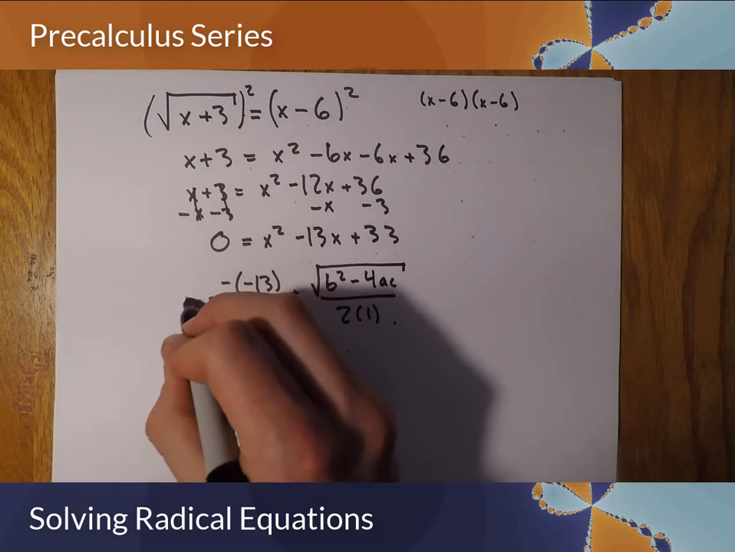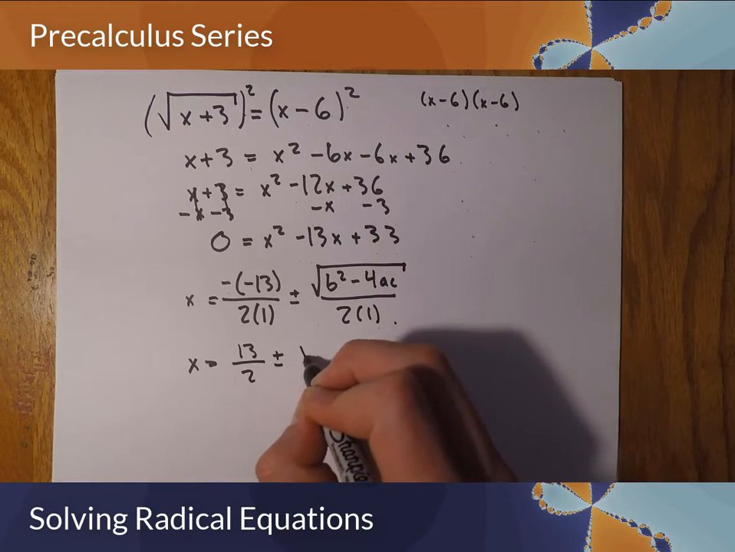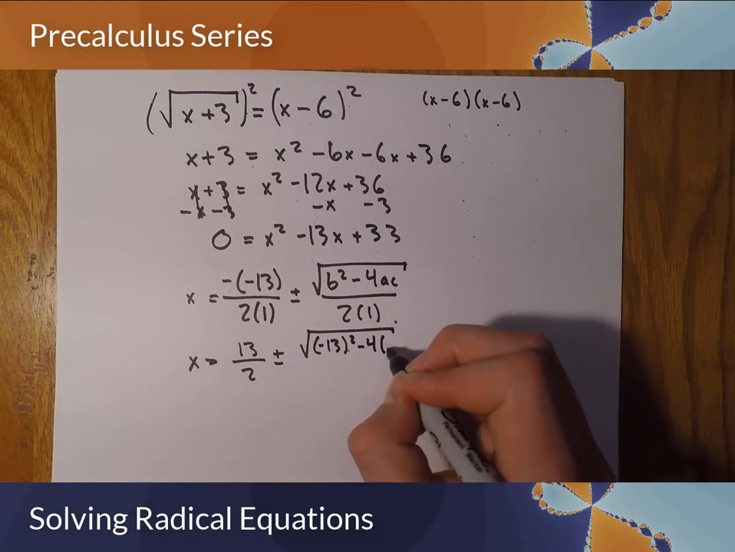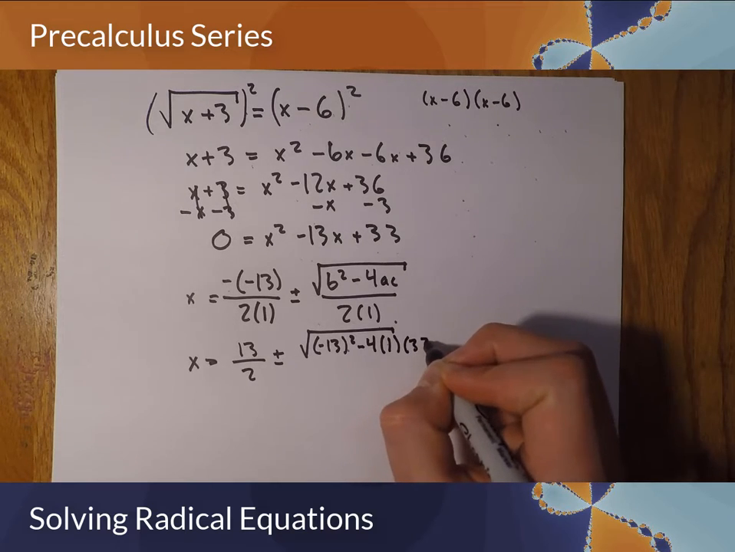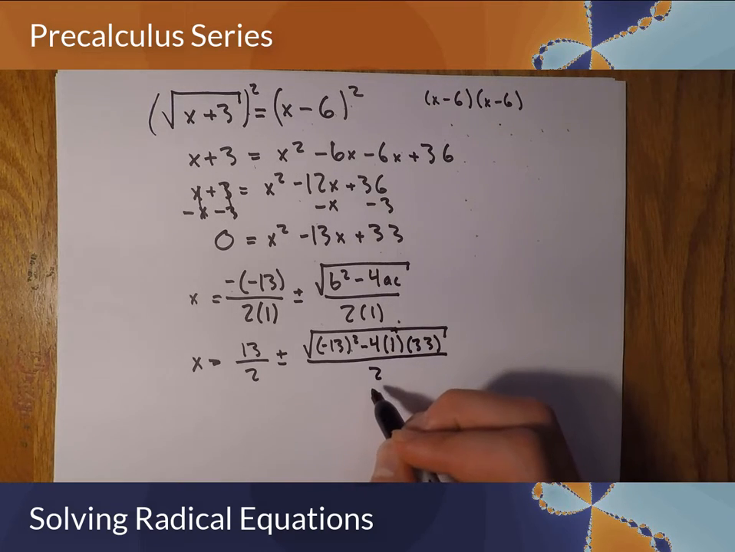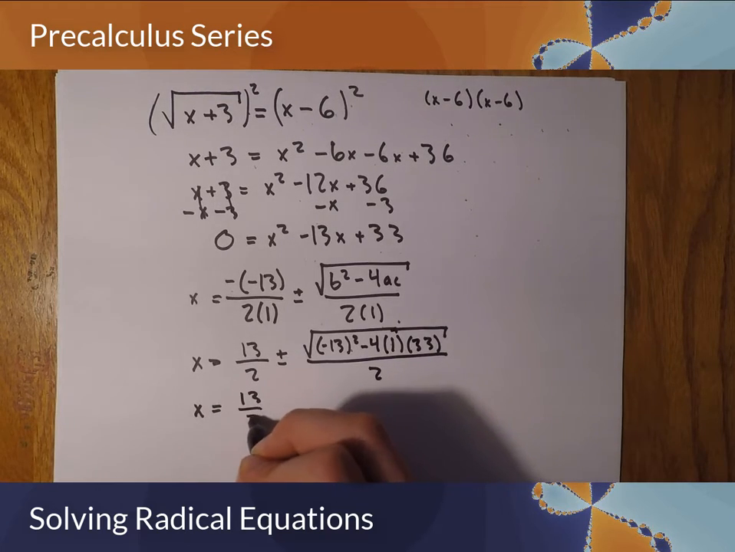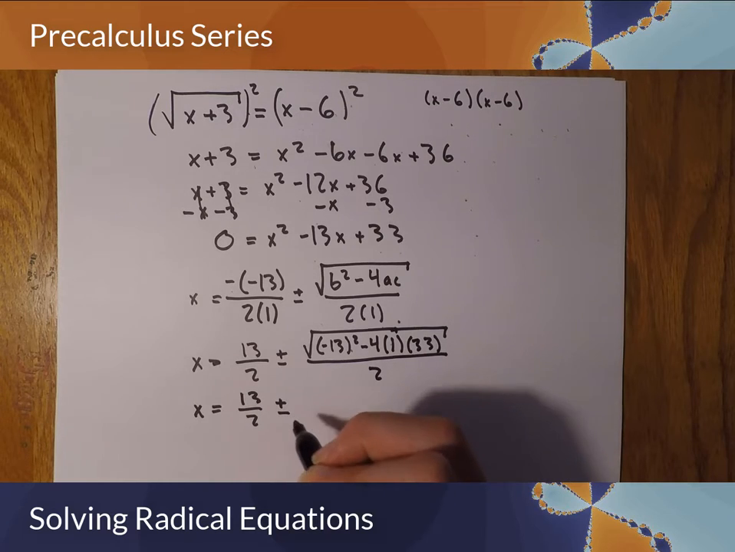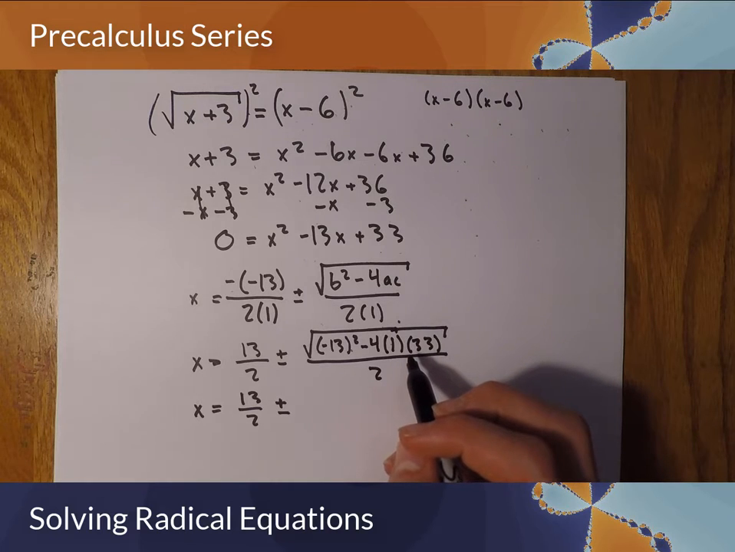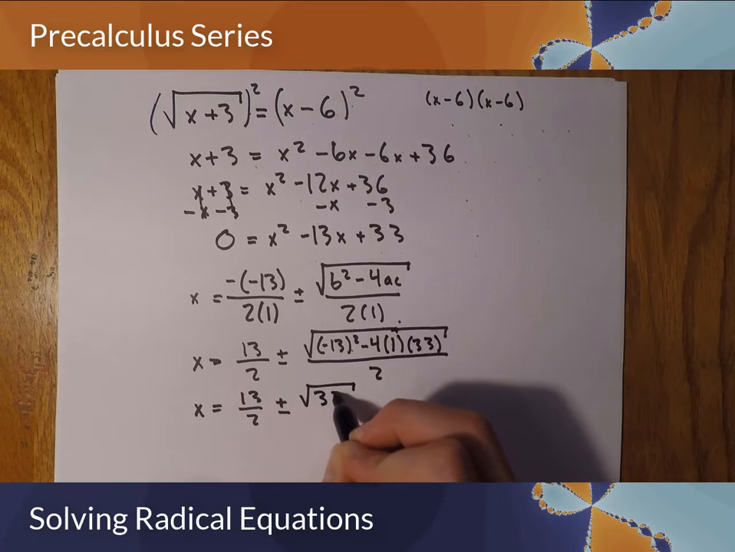So let's just simplify this down a little bit. So 13 halves plus or minus the square root of negative 13 squared minus 4ac. And what you get is x equals 13 over 2 plus or minus the square root of 13 squared minus 4 times 1 times 33. And that gets you the square root of 37 over 2.